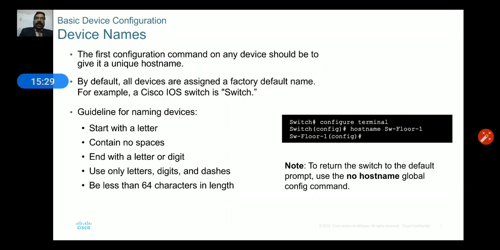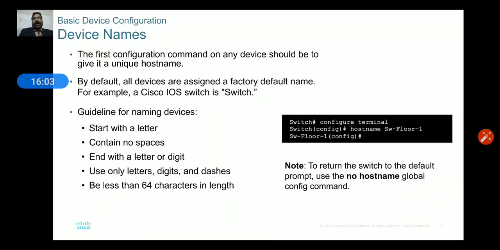Second thing, the device name should not contain any space in between. The third thing is you have to end the device name with a letter or a digit. So this is also compulsory. When you create a device name, you can use letters, digits and dash. You cannot use dot or any other operators or any other symbols. Nothing else is allowed here. And the maximum size of the device name is 64 characters in length.